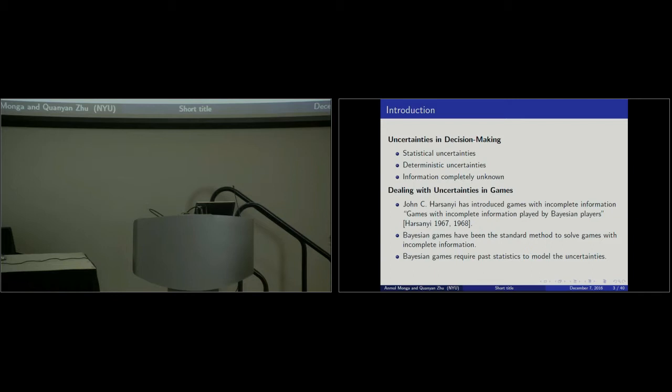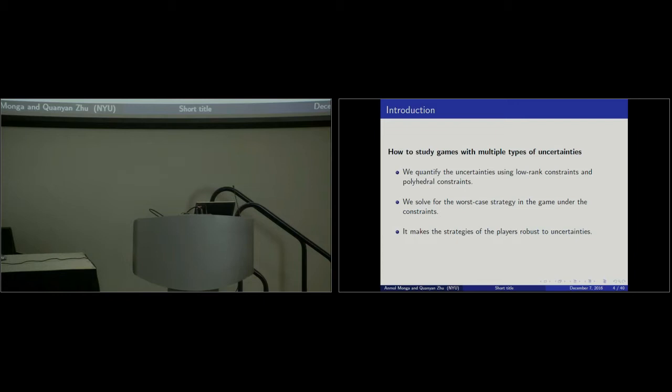This is not very satisfying for us, in the sense that sometimes we may not even know a lot of information, even the statistical information. So what we want to do here is look at games with different types of uncertainties. One type is that you don't even know the entry, so obviously you cannot make it into a Bayesian player. Also, sometimes you know some information about a player, but it's not of the Bayesian type. How we incorporate these types of uncertainties into a non-classical Bayesian framework, or even a non-Bayesian framework, is what we are looking at.